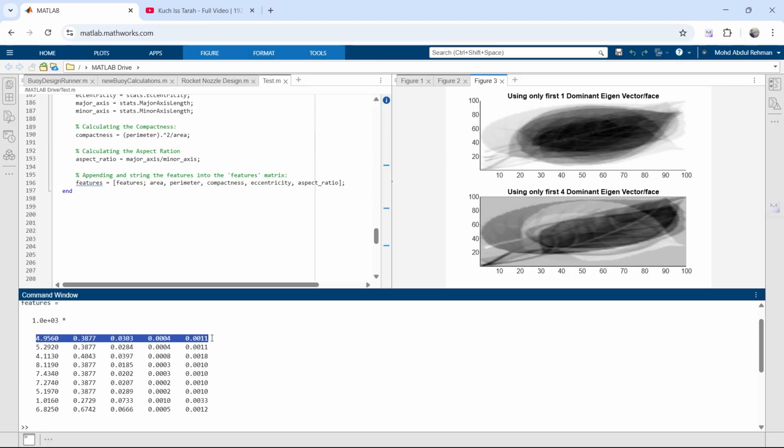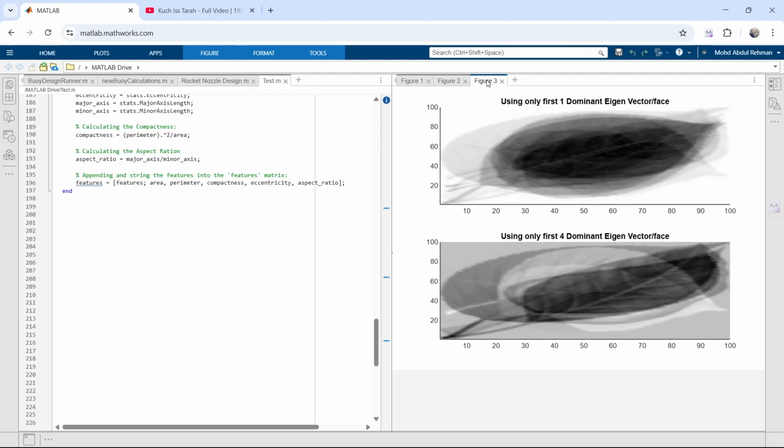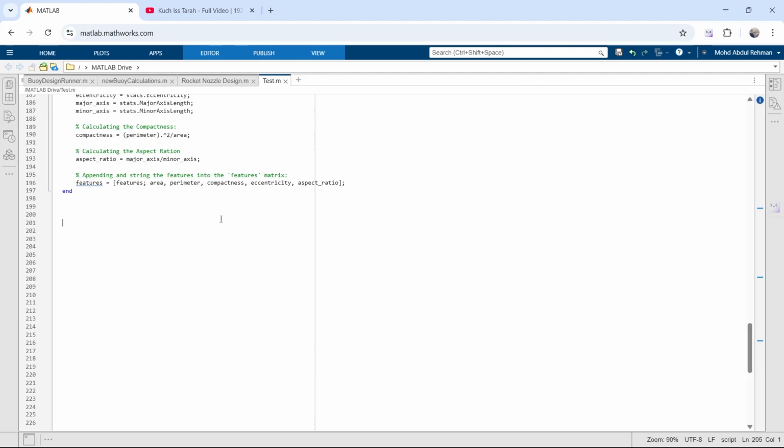So this is for the first leaf, all the features. This is first leaf's first feature, that was area. This is first leaf second feature, that is perimeter. First leaf third feature, compactness, the first leaf fourth feature, which is eccentricity, and the first leaf's fifth feature, that is aspect ratio. And this is similarly for the second leaf, third leaf, 4, 5, 6, 7, 8, and finally ninth leaf. So we are done with the data set now. So far so good. Let's move ahead now.